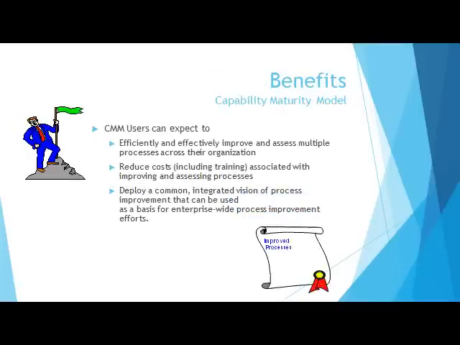The benefits of the Capability Maturity Model are far-reaching and expansive. Organizations that model their process improvement efforts after the Capability Maturity Model can expect far-reaching benefits such as being able to efficiently and effectively improve and assess processes across an entire organization's platform. They can also expect to see a drastic reduction in costs associated with the project since less and less objectives within any maturity level are having to be reworked at all times for each project. Finally, the organization will be able to deploy a common, integrated vision of process improvement which can be used across the enterprise.